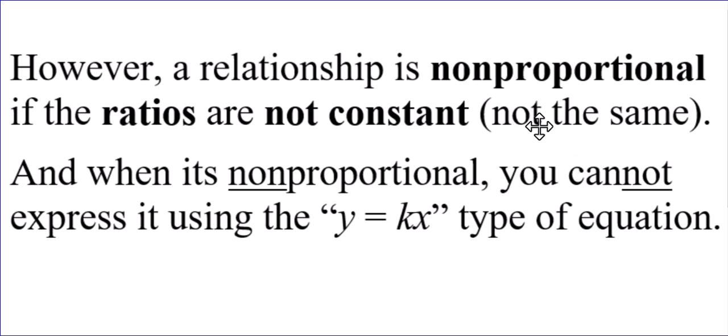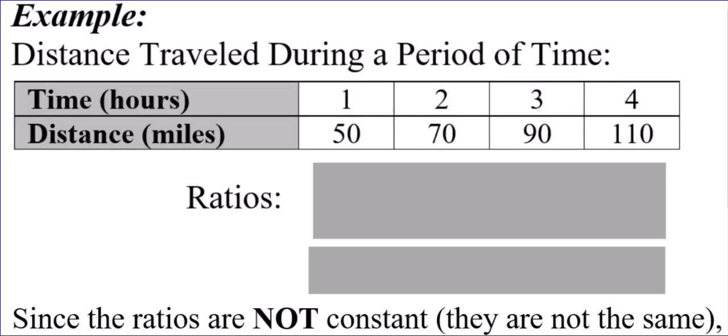However, if a relationship is non-proportional, now how could it be non-proportional? If I give you a table of values where the ratios are not constant, meaning they're not the same, then that means that's going to be non-proportional. And when it's non-proportional, you cannot express the table of values using this type of equation that I was showing you, where it's some variable equals the unit rate times another variable. Let's look at an example of that.